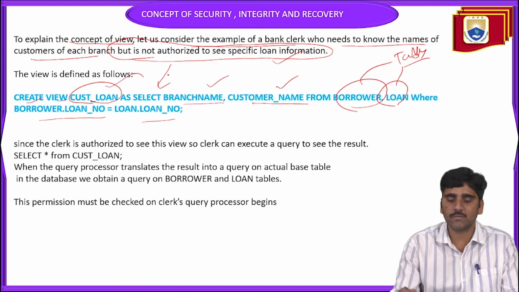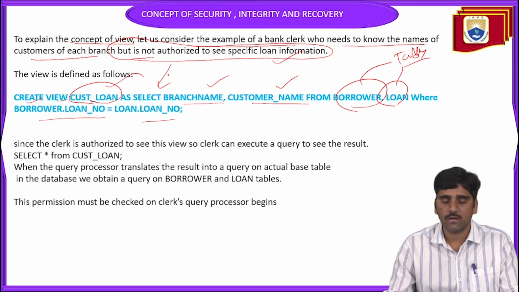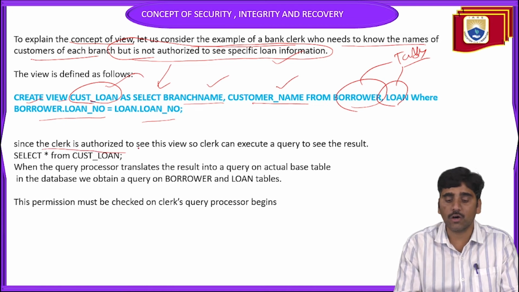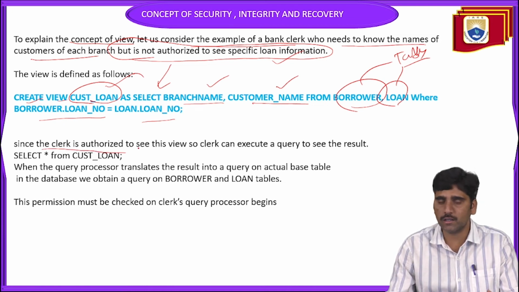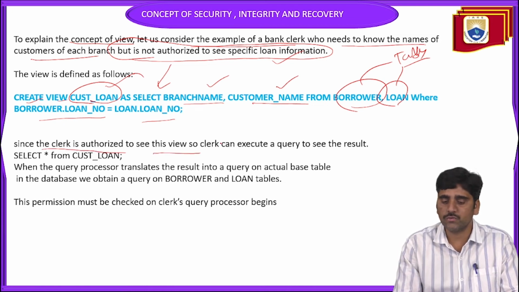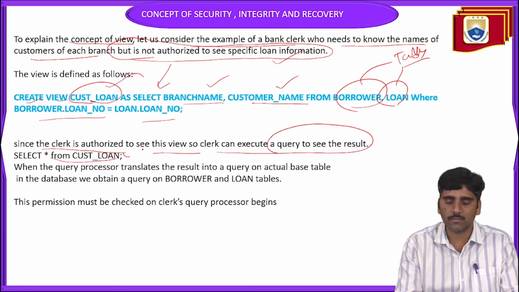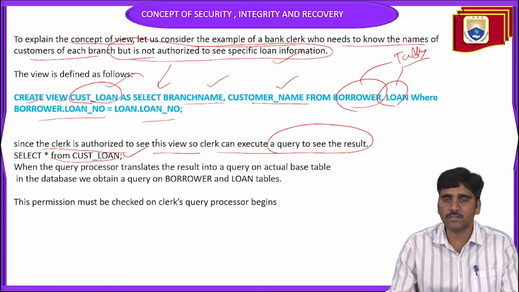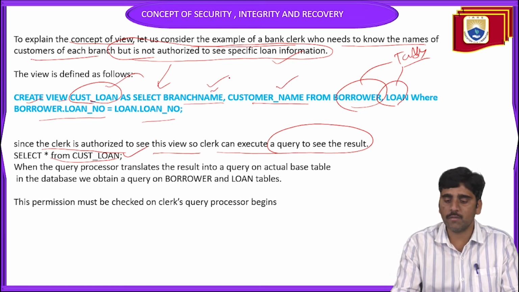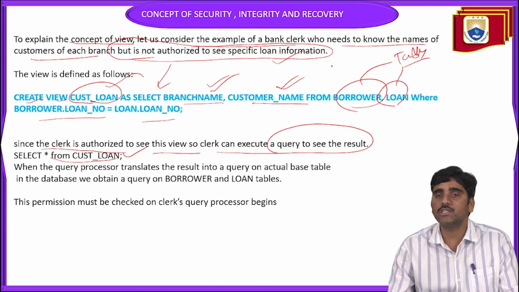The view name is customer_loan. Since the clerk is authorized to see this view, the clerk can execute a query to see the result: select * from customer_loan. Now he can see the branch name and the customer name from these two tables.